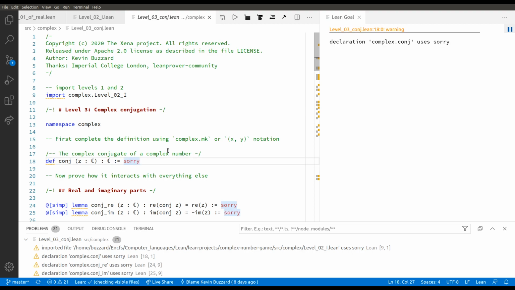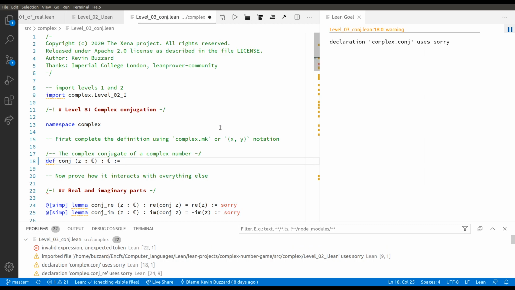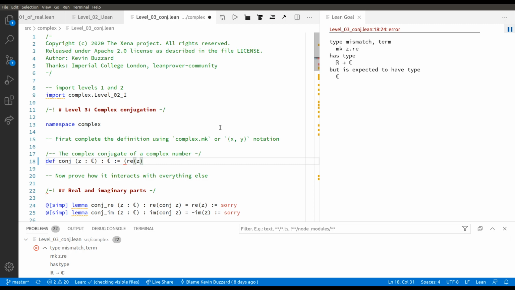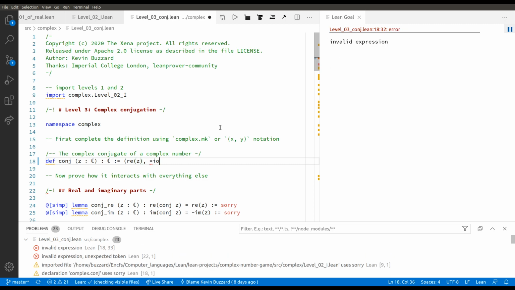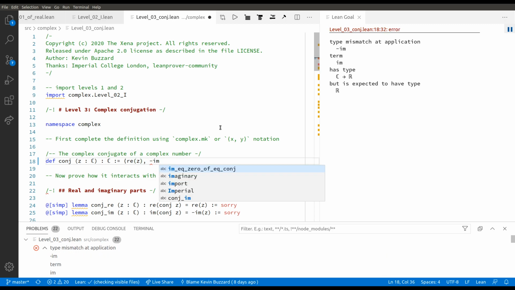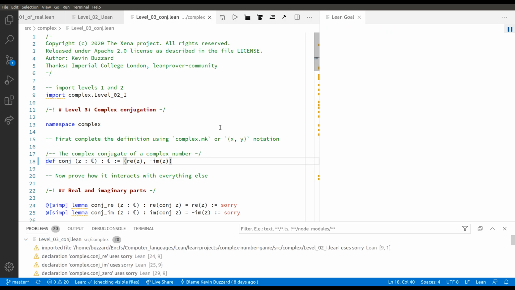So what's the definition of the complex conjugate of a complex number? The real part will be the real part, and the imaginary part will be minus the imaginary part. So there's the definition of the complex conjugate of a complex number. Its real part is re z, its imaginary part is minus im z.